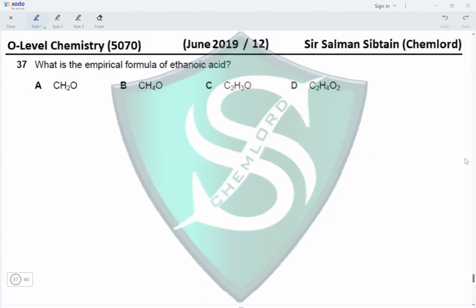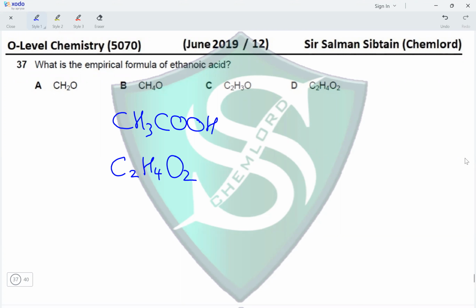Question 37. What is the empirical formula of ethanoic acid? So the chemical formula for ethanoic acid is CH3COOH. So we have 2 carbons, 4 hydrogens, and 2 oxygens present. This is the molecular formula of ethanoic acid. And since all the numbers are multiples of 2, we divide them by 2 and we end up with CH2O as the empirical formula of ethanoic acid. As a result, the correct option for this question is option A.